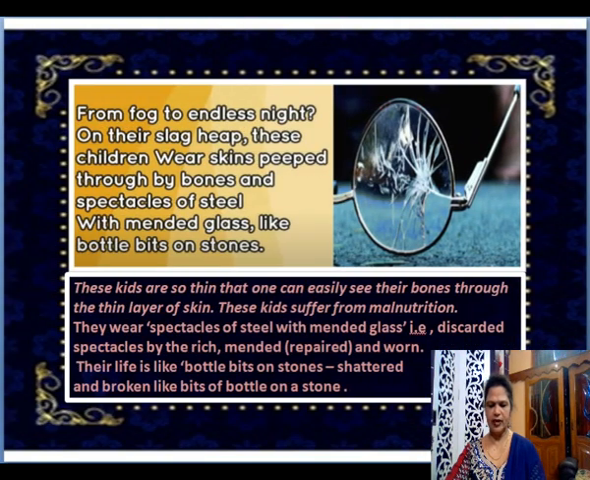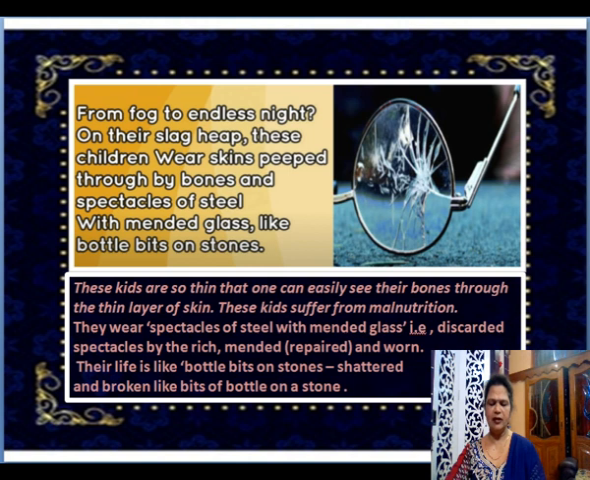Now the next line. These children wear skins peeped through by bones and spectacles of steel with mended glass like bottle bits and stone. Now, the first lines. These children are so thin that one can easily see their bones through the thin layer of skin. These kids suffer from malnutrition.